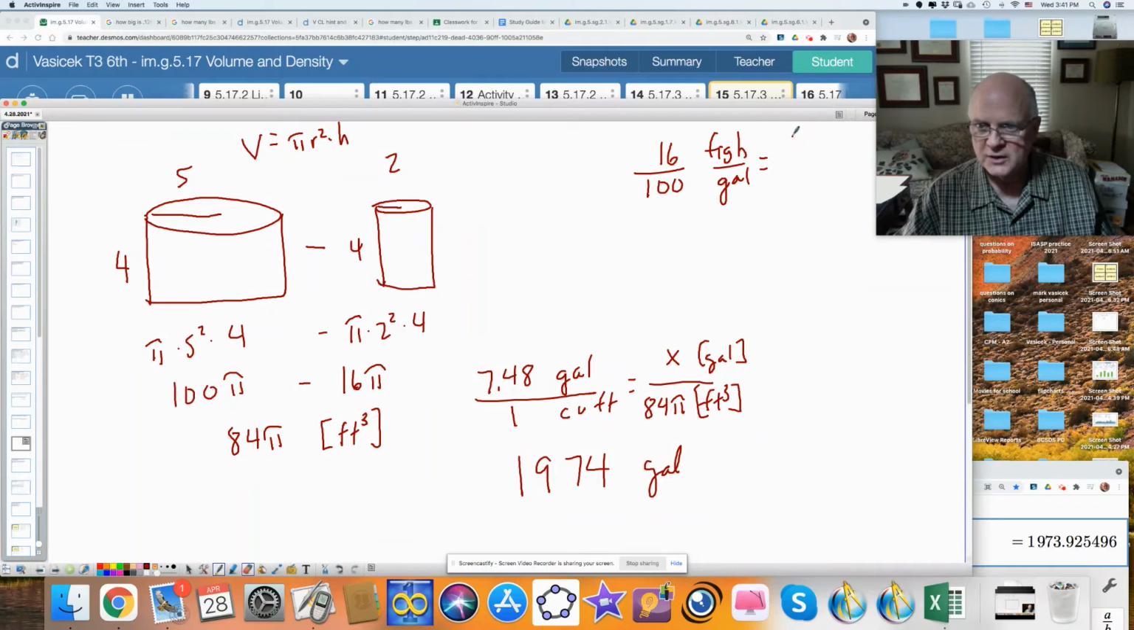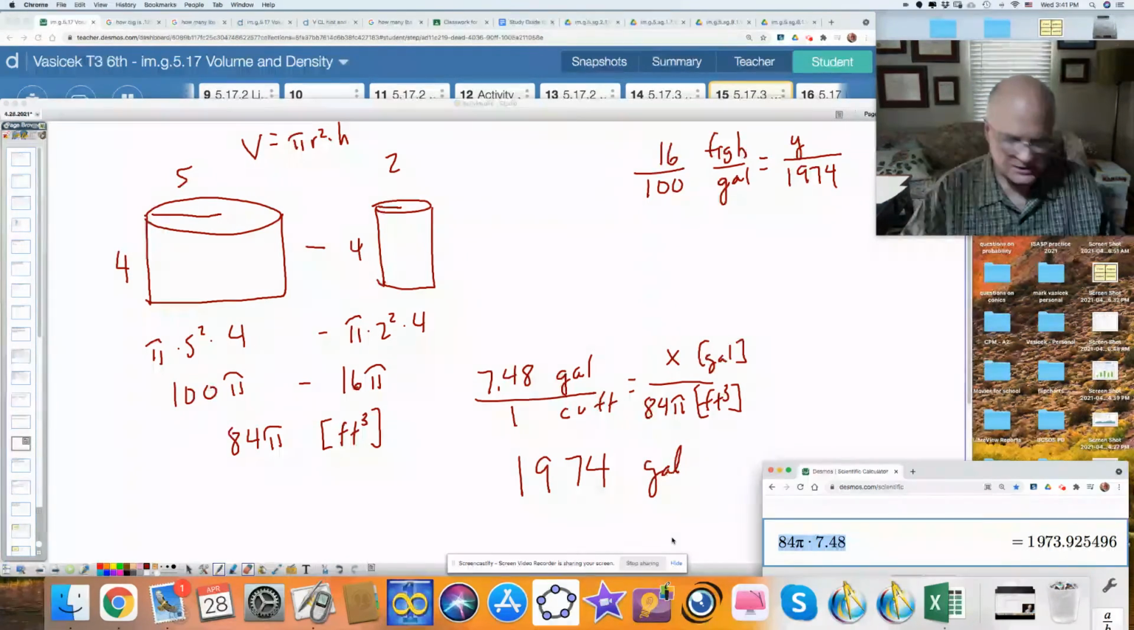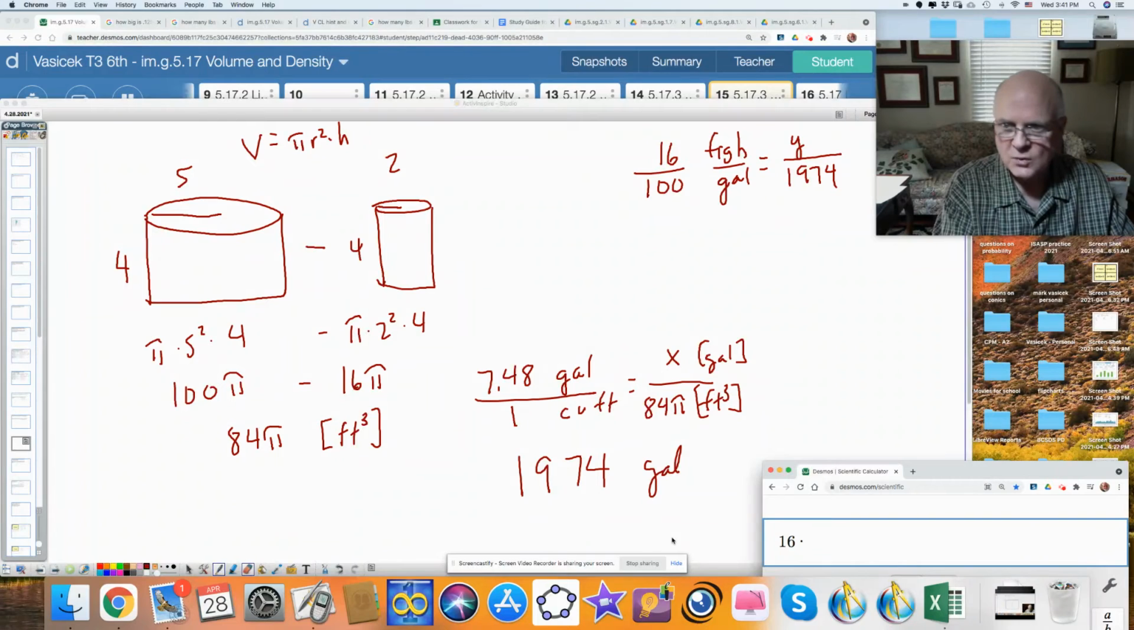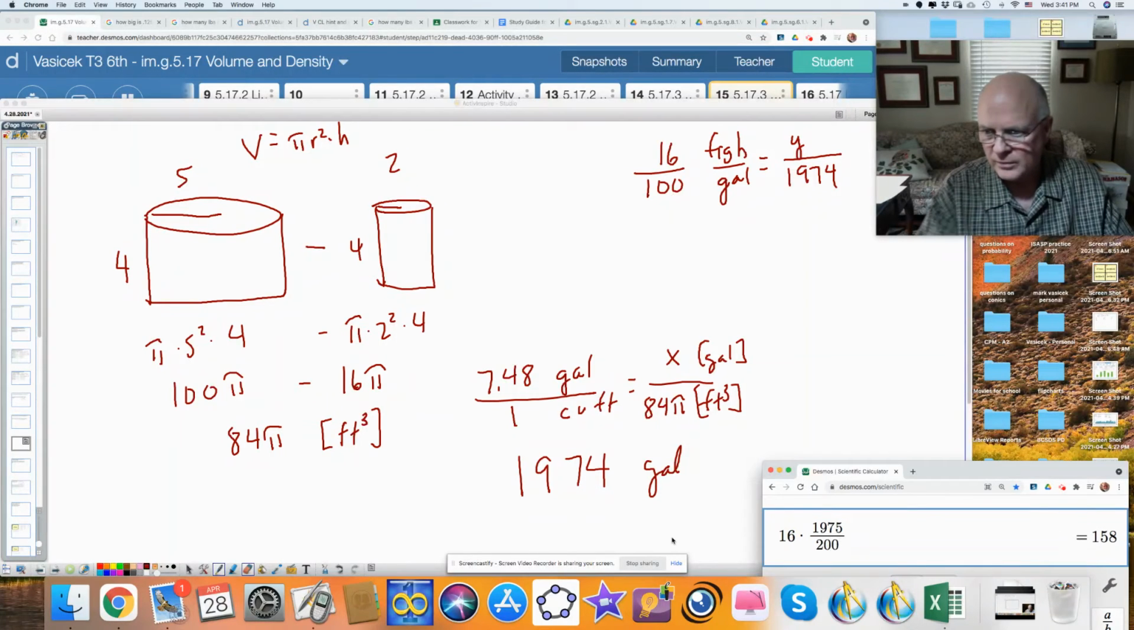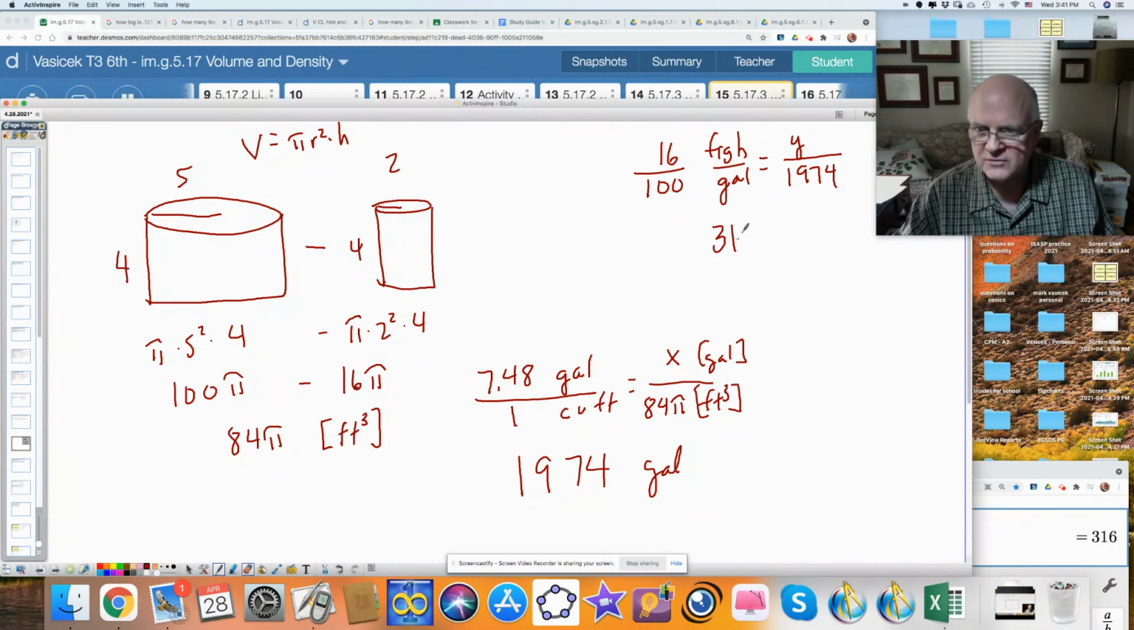Well, let's do this over here. How many fish do we need? We'll call this Y, fish, for every 1,974 over this way. And I'll do the calculation. 16 times 1,974 divided by 100. I need to divide by 100. It's going to be 316. 316 fish is what I need.